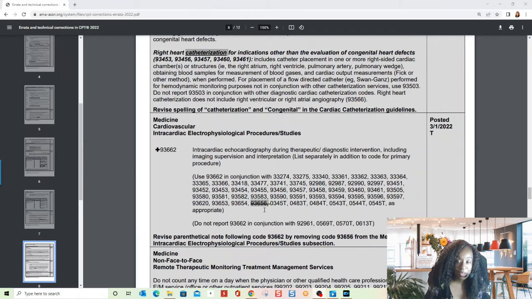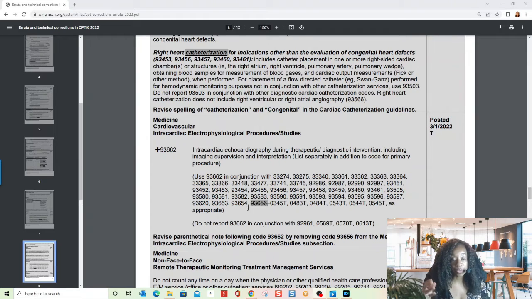There is another question that was posed that I think was probably more important than this one. I probably felt more comfortable not reporting 93662 with 93656 prior to them publishing this, although I appreciated the clarity that they gave. On page 765 of your 2022 CPT book, first paragraph on the left, we're supposed to be under the guidelines for the non-congenital code.